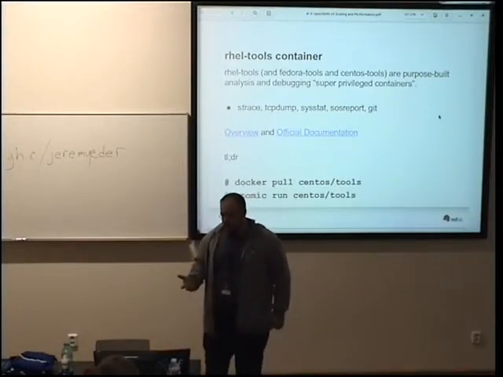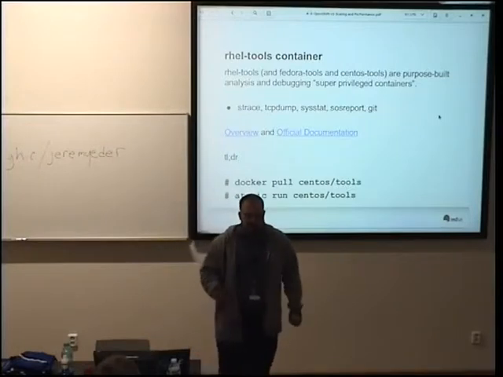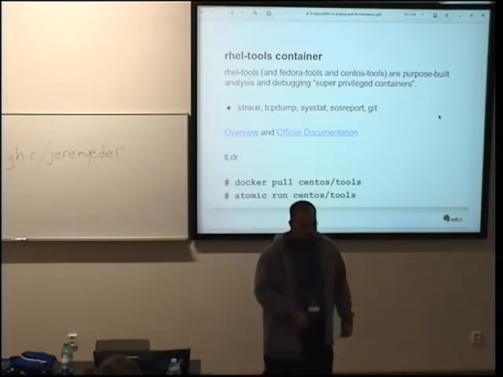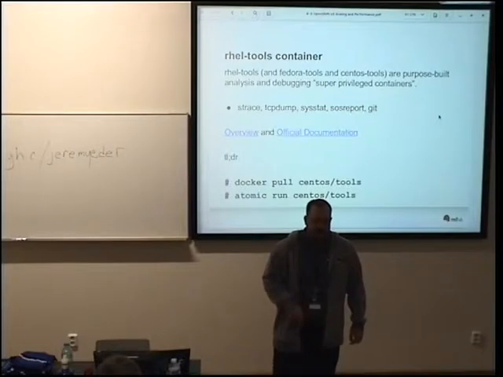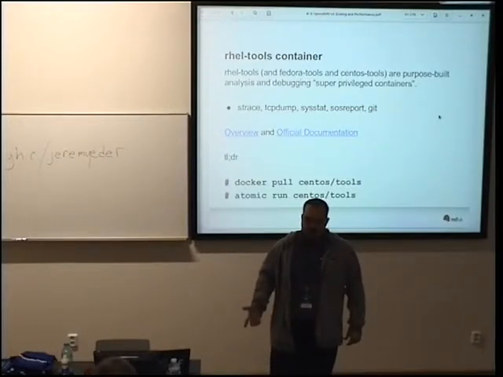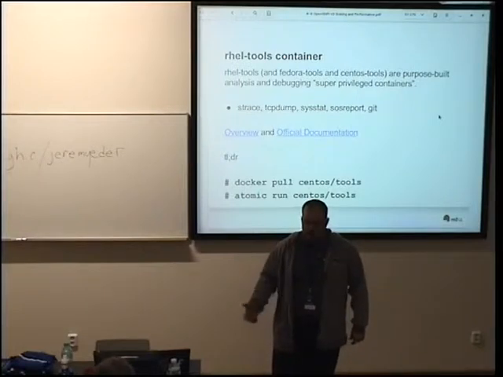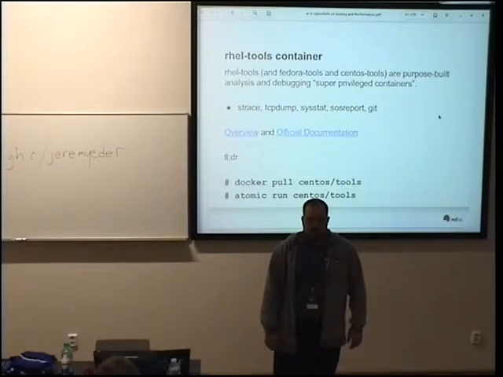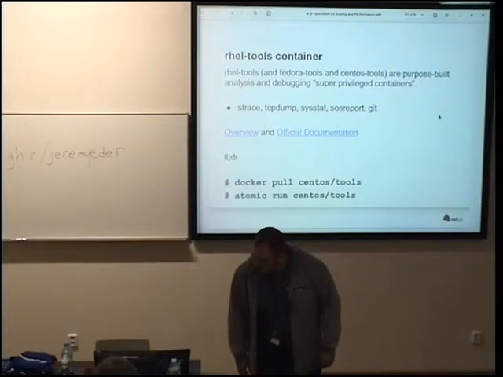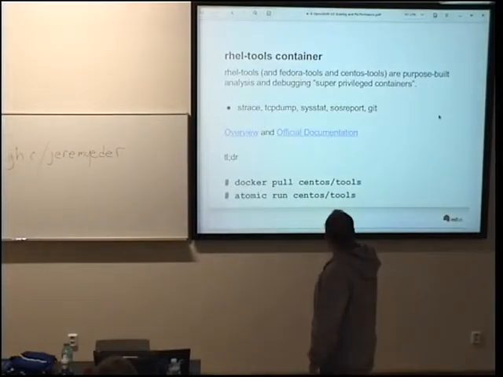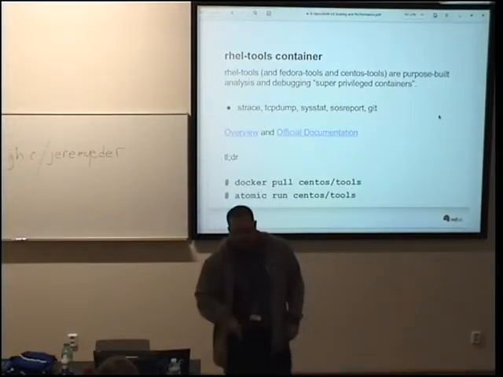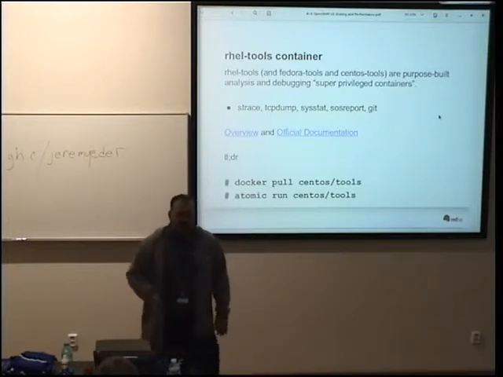So what we did was build a tools container. Well, we had a container that we were using internally, and it became so useful and popular that we ship it as a product now. So if you do docker pull rhel-tools, I think that works. I've got the CentOS example on the bottom here. Anyway, you'll get an image pulled down that's got all the debugging stuff that we would normally use.